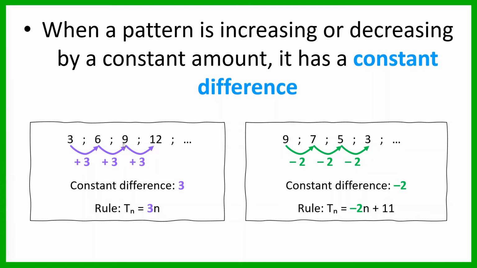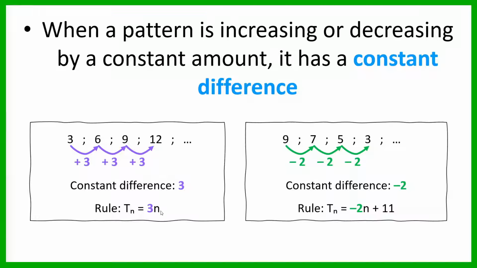So when you have a pattern that has a constant difference, then you work out the constant difference by taking any term and subtracting the term before it. So over here, if I take 6 and I subtract the term before it, that will give me 3. If I take 9 and I subtract the 6, it'll also give me 3. If I take 12 and I subtract the 9, it'll also give me 3. Or over here, if I take the 7 and I subtract the 9, I'll get negative 2. Or 5 minus 7 is negative 2, and 3 minus 5 is also negative 2. So that's how you can work out your constant difference.